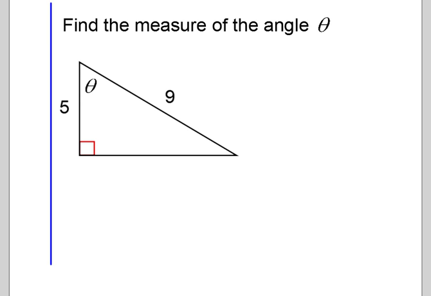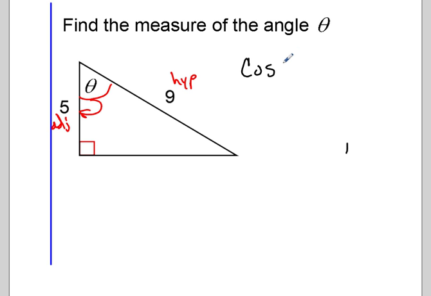So let's try to find a missing angle. The angle I want to get is this angle right here. The 5 is my adjacent side. The 9 is my hypotenuse side. Adjacent and hypotenuse is cosine. So in this problem, I have to use cosine.